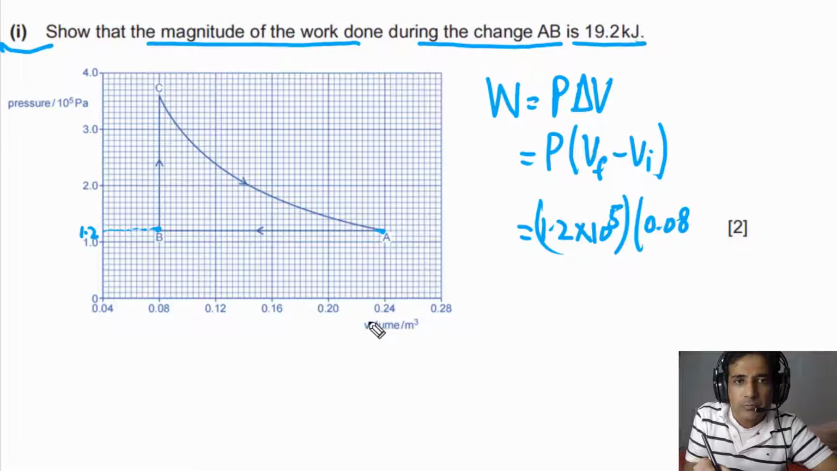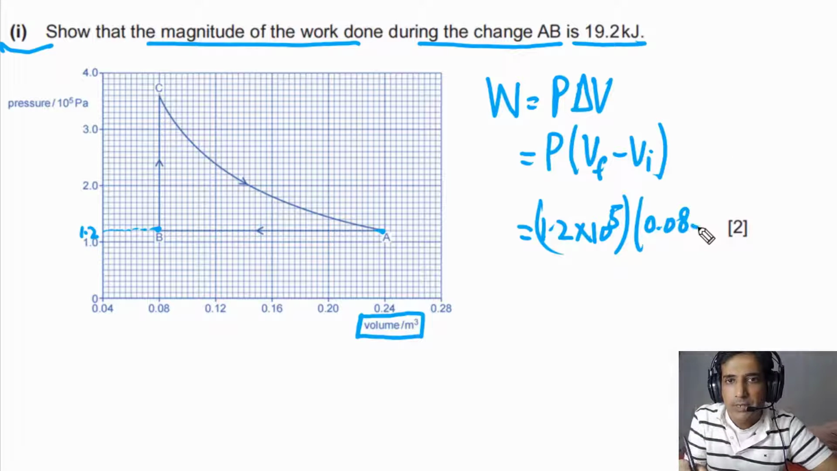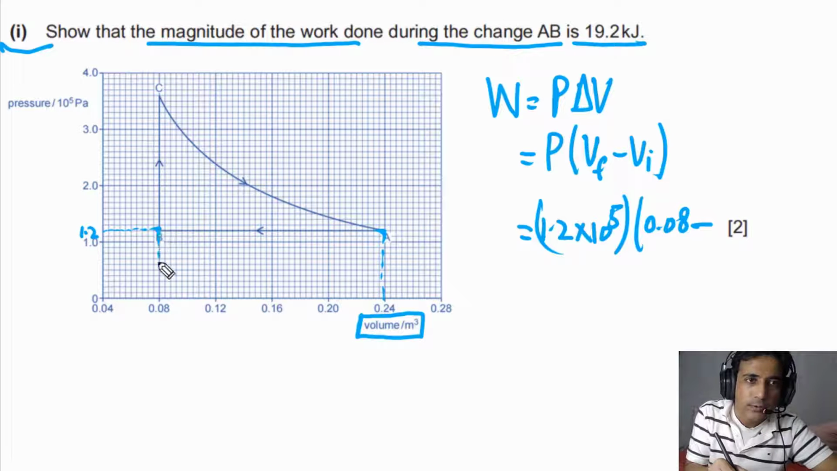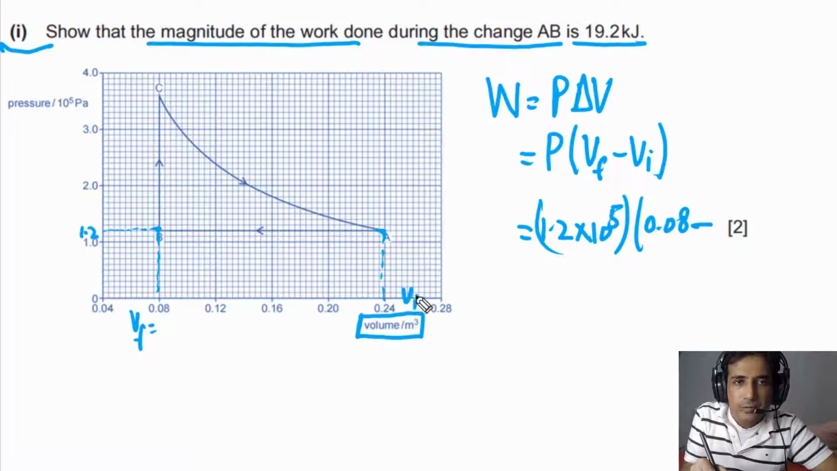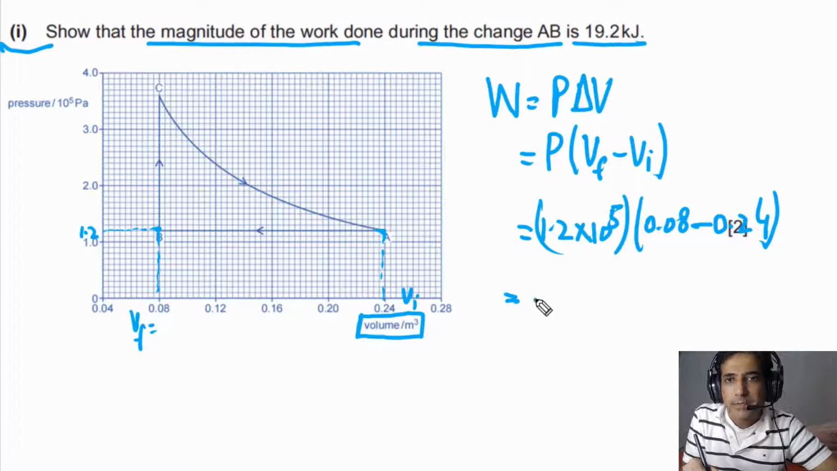You have to be very clear with these units. So you have to check these units. For this question, we have meter cube. So simply we can plug in these values. And initial volume you can read from here. So the final you can read from here. So this one is V final and this one is V initial, that is equal to 0.24. Now if we solve this one, our final answer will be equal to minus 19.2 kilojoules.